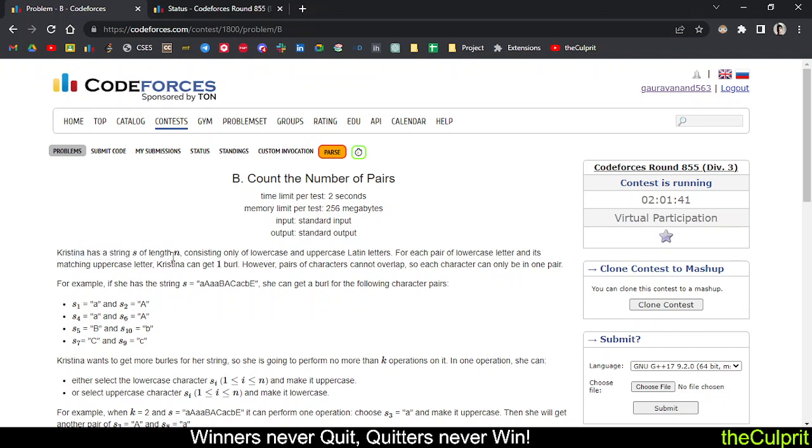Christina has a string S of length n consisting only of lowercase and uppercase Latin characters. For each pair of a lowercase letter and its matching uppercase letter, Christina can get one pearl, but pairs of characters cannot overlap, so each character can only be in one pair. Okay, so here it will get one pearl, and no more.